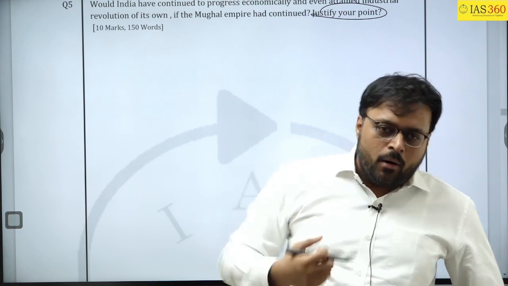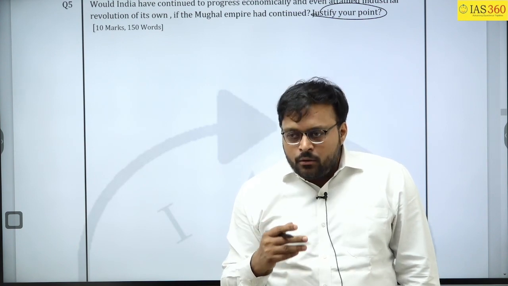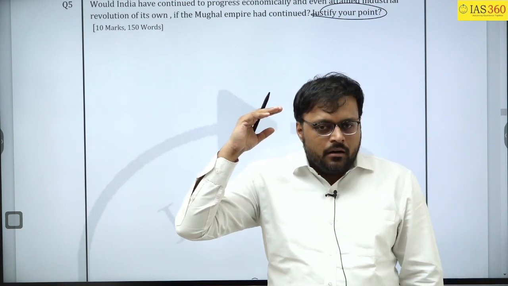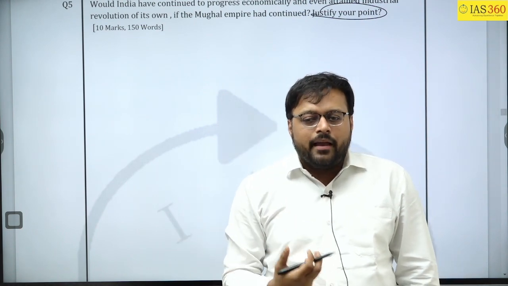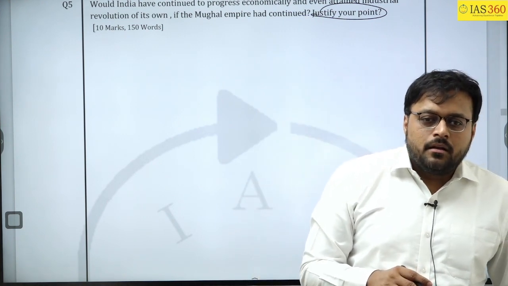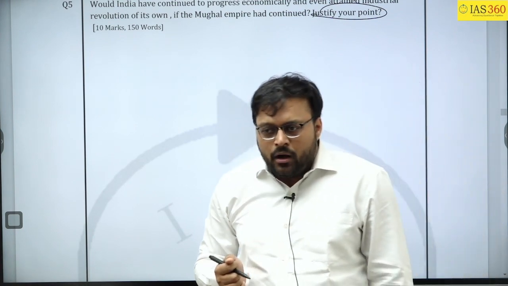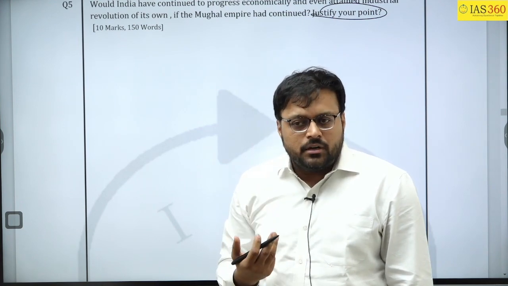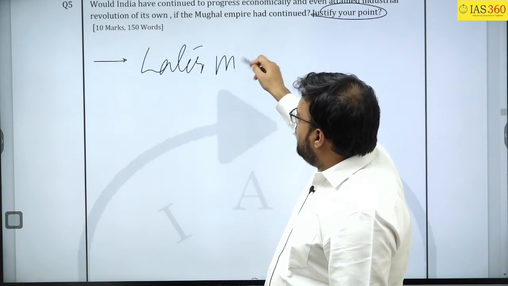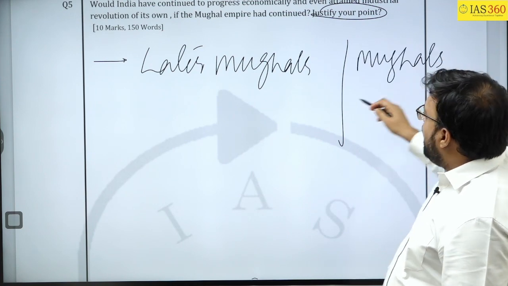Then also you can talk about their Persian contacts. Because of the Persian contacts, there was a chance of more and more trade across the world. So in this way you can say that yes, there was a chance, but you can also say that no, there was not a chance that at the time of the Mughals there was a chance of an industrial revolution. No. Then you can talk about later Mughals.